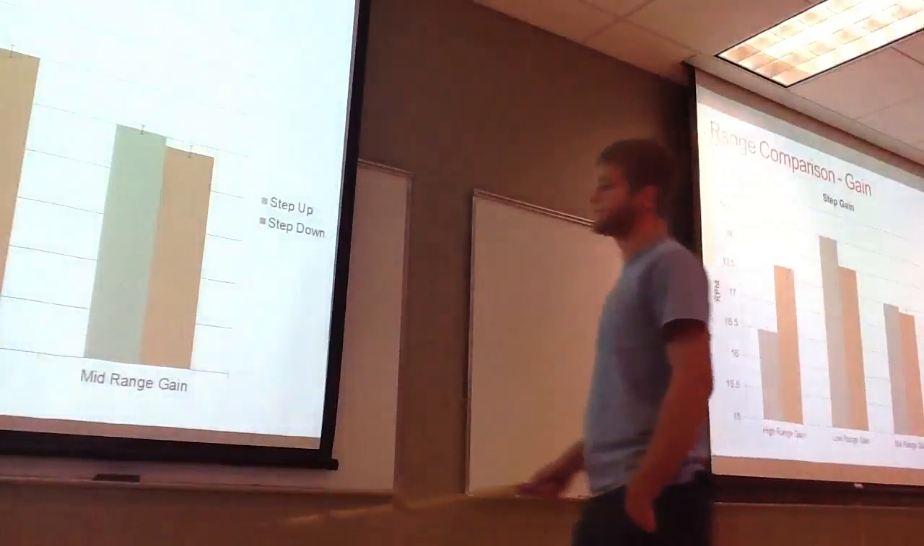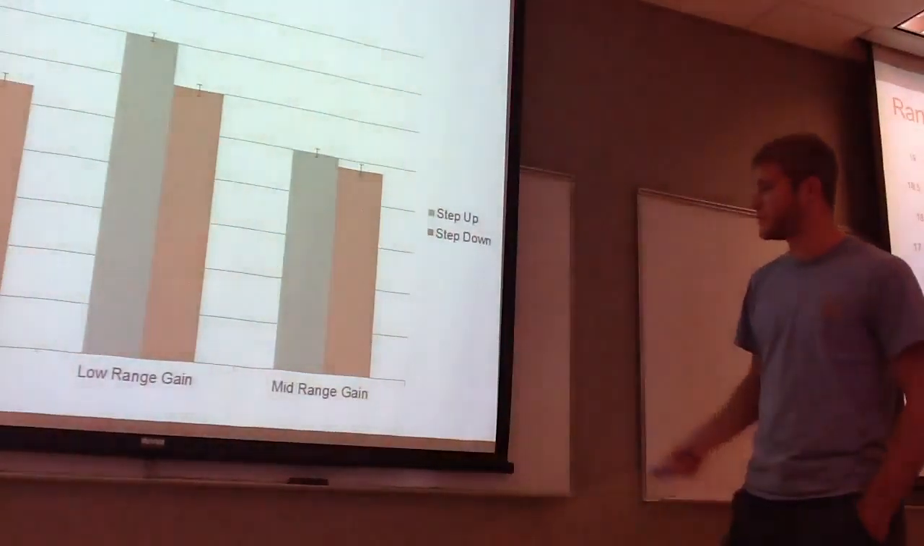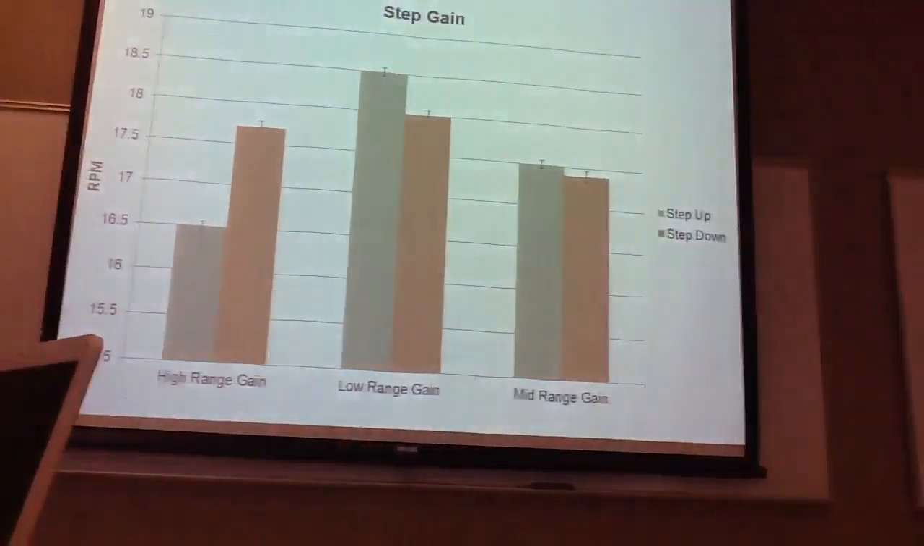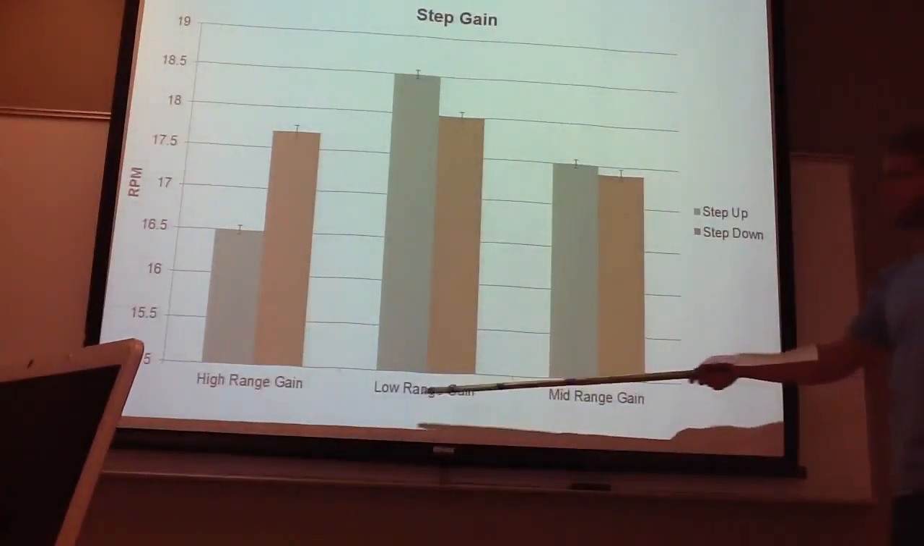Here's a bar chart of our low, medium, high range in the incorrect order. This is the gain.